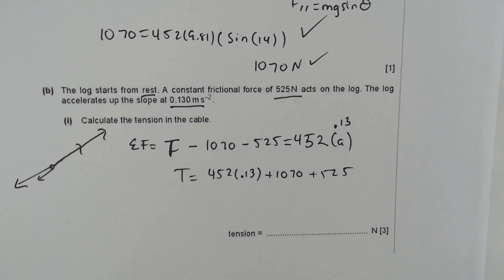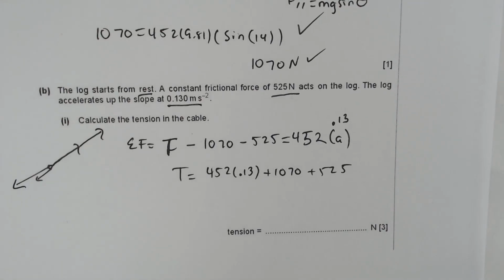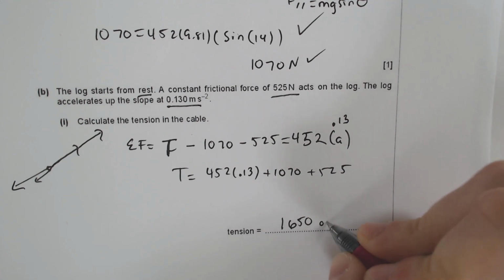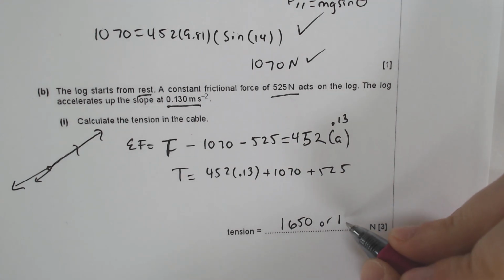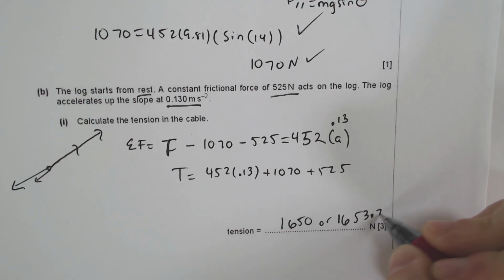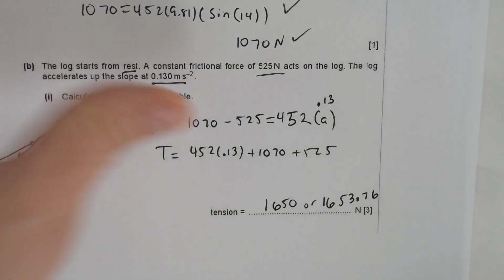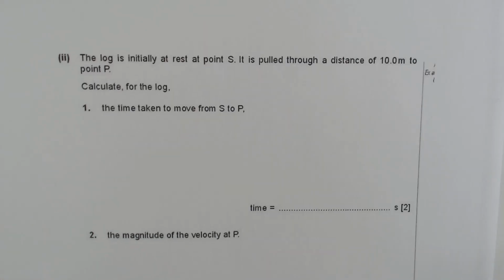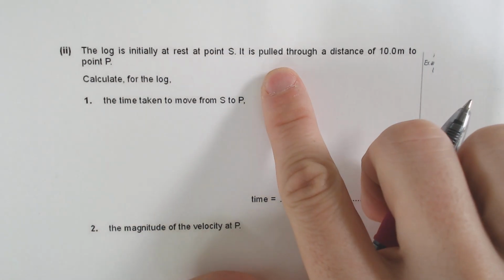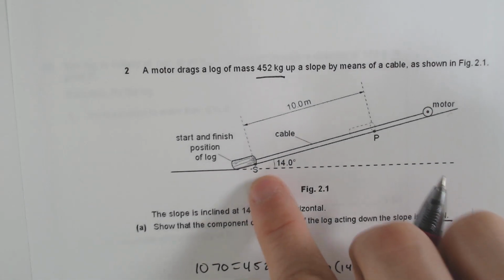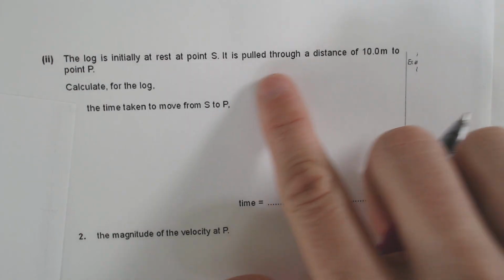And when we do the math for that, we end up getting around 1650, or you could give a more precise answer of 1653.76 newtons, both of which would have been accepted according to the mark scheme. Okay? Next, the log is initially at rest at point S. So point S is the bottom. So it's originally at rest at the bottom. It is pulled through a distance of 10 meters, according to the diagram as well.